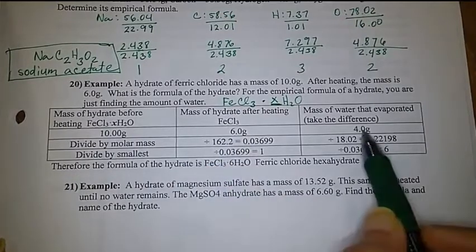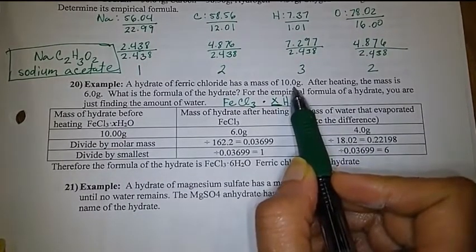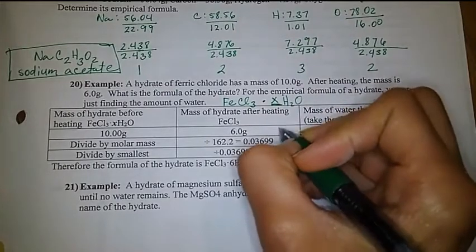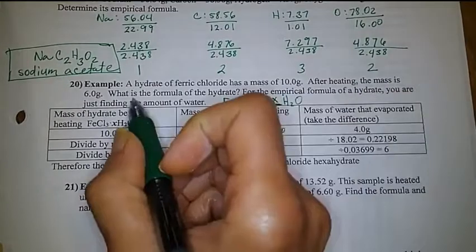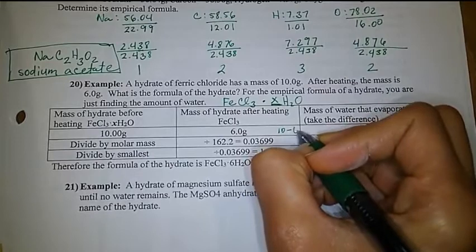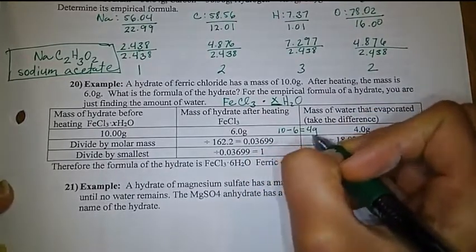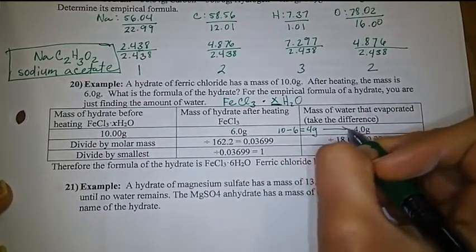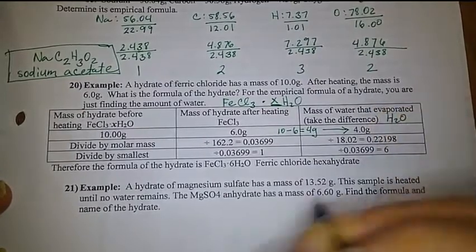They don't tell us the mass of the water that's present, but keep in mind that they give us 10 grams of it. So 10 minus 6 will give you 4 grams of water, which is what we have here. Okay? So this is our H2O that we are trying to figure out.